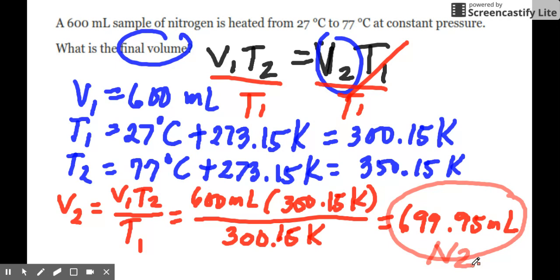One thing to remember and watch out for in Charles's law: because it has temperature, you have to make its unit Kelvin before you substitute it in the equation. So you have to be familiar with converting it. In this case, it's just Celsius to Kelvin, so we just added 273.15. But it's possible that you might be given Fahrenheit, so you convert your Fahrenheit to Celsius first, then to Kelvin.